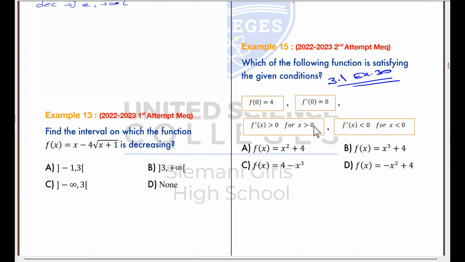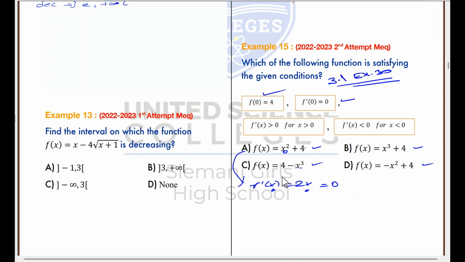Okay, let's figure it out. Let's try options one by one. f of 0 is supposed to be 4. When you substitute 0 for x, it should be 4. So it is true, 0, 4, true, and so on. Every option is true for the first condition. For the second condition, let's take the derivative of option A, for example. f prime of x equals 2x. When you substitute 0 for x, it's going to be 0. The second condition is also true for the first option.